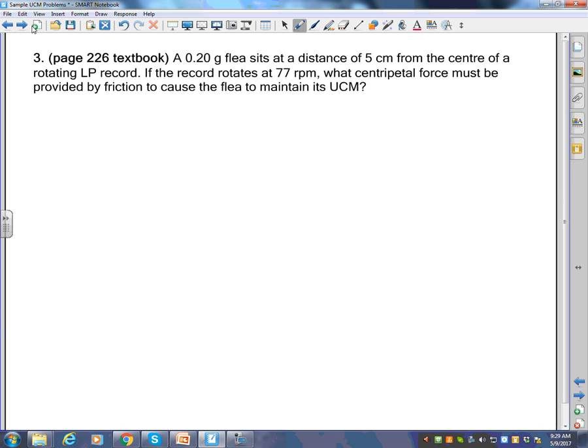Okay. And most LPs would rotate at 33 1/3 revolutions per minute, but this particular one is rotating at 77 for some reason in the book. I think actually the old records were 78s, if I'm not mistaken. So I don't know where the textbook came up with 77. So there's some history for you.